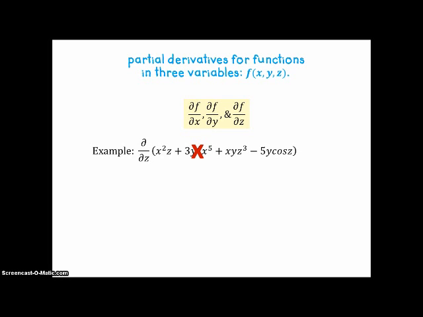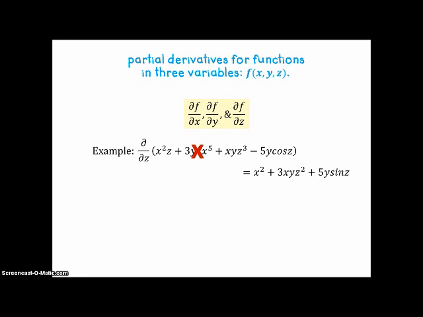The first term we treat x squared as a constant, so it's just going to be a constant times z, the derivative of which is that constant. In the third term, the 3 will come down in front and reduce to z squared, and the xy just stays there like a constant. And in the last term, 5y remains as a constant, and we take the derivative of cosine z, which is negative sine z. So our answer is x squared for that first term.